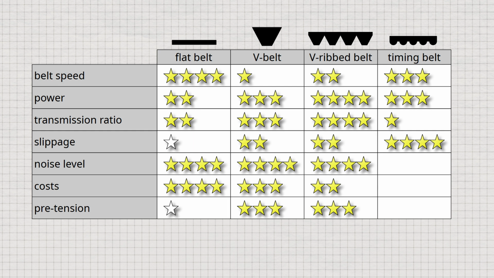However, the noise generated by timing belts is relatively high. Timing belts are relatively expensive due to their more complex design. However, the required pretension is very low.